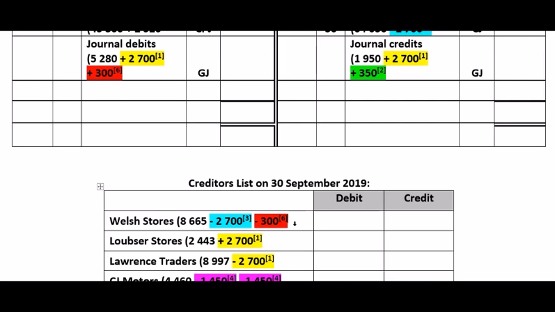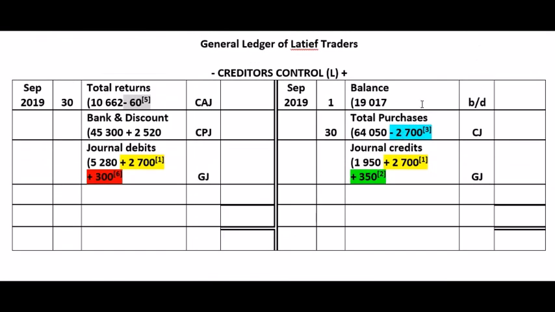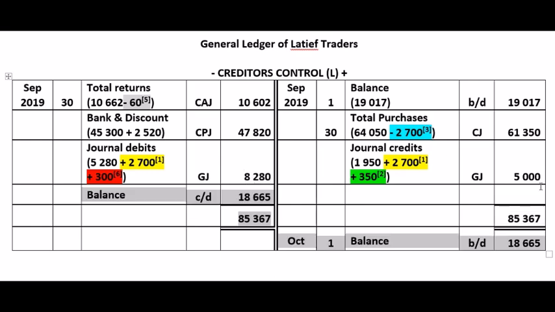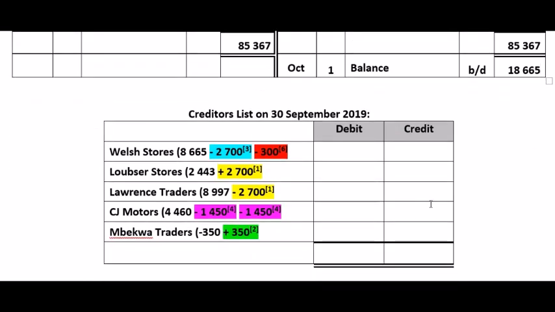And then now, after we've done all of our entries, I want you to quickly just close all of the brackets and balance your control account like this. Okay, so your balance brought down on the 1st of October will be 18,665, and then you do the same with your list. Close all the brackets, do your calculations, and total your creditors list, which gives us the same value as the balance in the control account, 18,665.